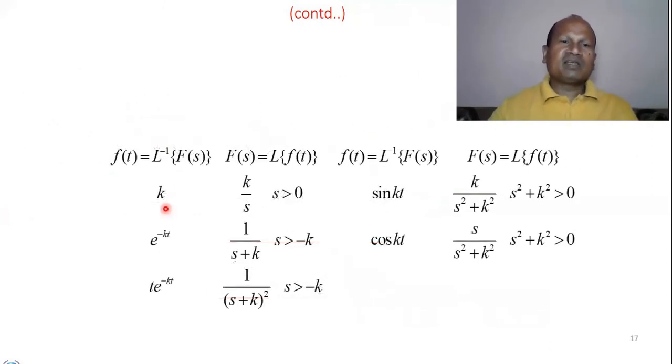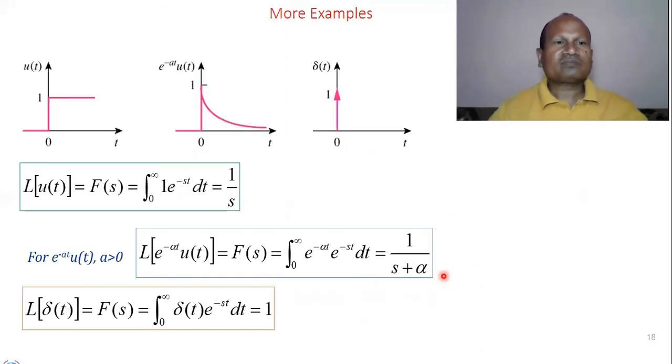This is a table. The Laplace transform of k is k by s. Inverse is k. Similarly, e to the power minus kt is 1 by s plus k. t multiplied by e to the power minus kt is 1 divided by s plus k square. Sine kt, k by s square plus k square. Cosine kt, s by s square plus k square. We can calculate in the similar manner how we have calculated for sine kt. We can solve for cosine kt as well.